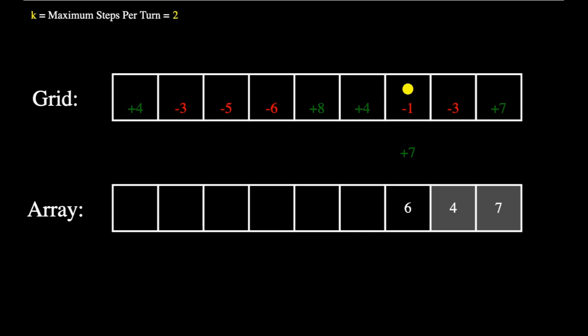Let's take one more step. At position 6, our value is positive 4. We can reach up to 2 squares ahead, so 7 is now out of reach. So we must choose between 6 and 4. Since 6 is greater, that's what we go with. So the maximum score we can get at square 6 is 10 points.